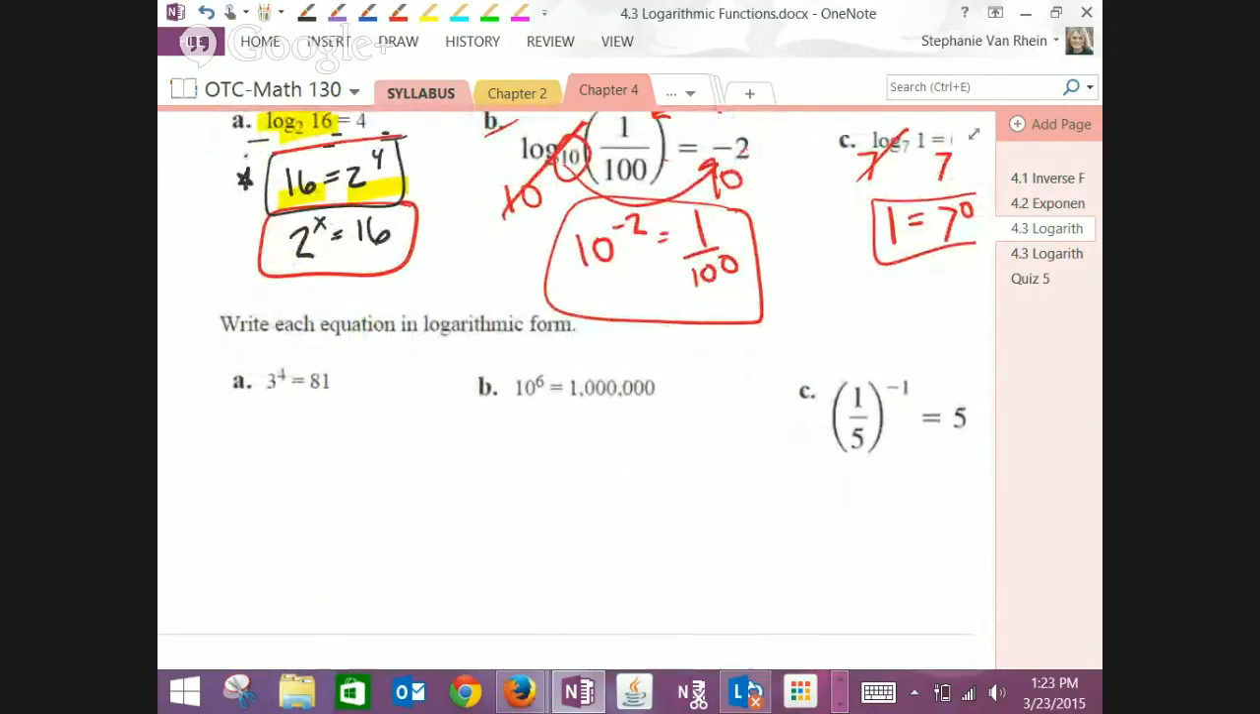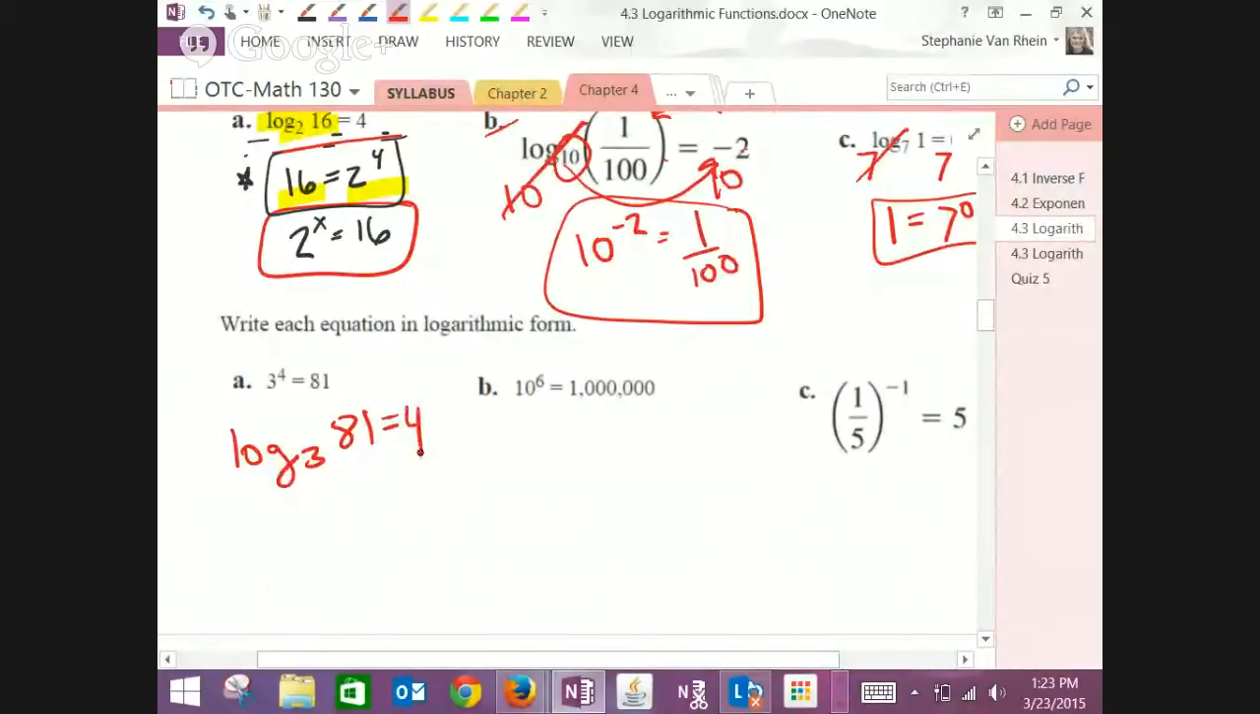So we have an equation. We have a left-hand side equals a right-hand side. Eventually, we're going to only have a left-hand side, and we have to solve for what it equals. 3 to the 4th is 81. What is that in logarithmic form? Log base 3 of 81. Very good.